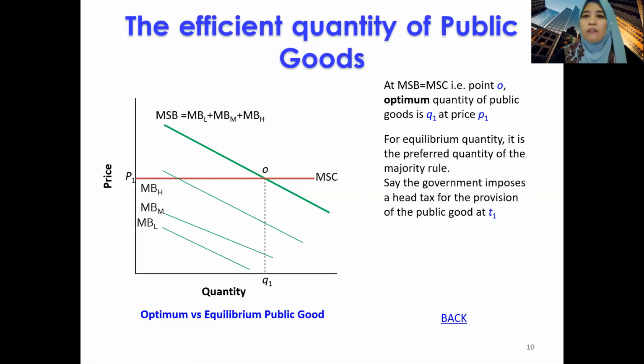Now the next one, the equilibrium quantity. What is the equilibrium quantity? The optimum is optimal. Equilibrium is the stable one. For equilibrium quantity, it is the preferred quantity of the majority rule. So that is the principle there. Equilibrium quantity represents the preferred quantity of the majority rule.